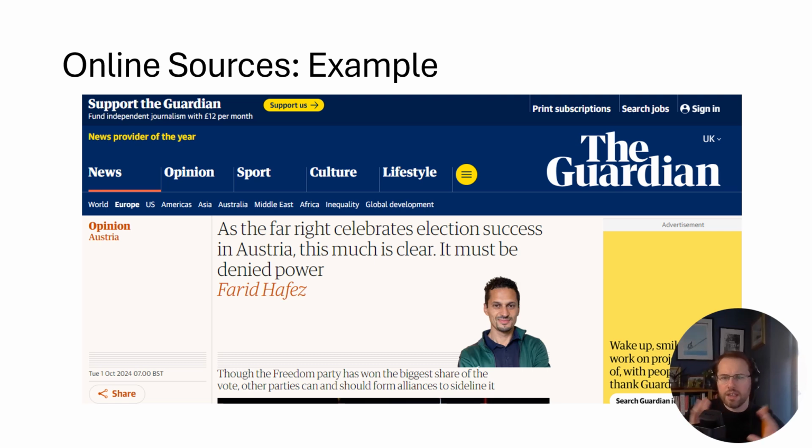So if we take, say, the Guardian website, for example, and here's an article, and we're trying to figure out how we would like to cite this in an essay. If you remember, we want the author's name and we want the article title, we want the publisher, we need the date of publication, we need the website URL, and we need the date accessed.